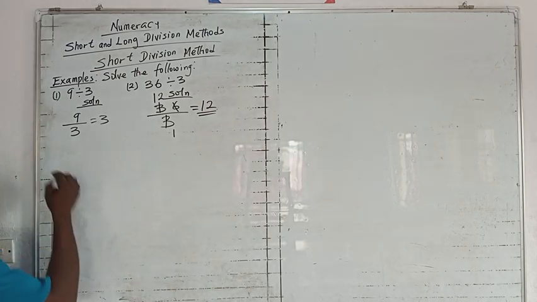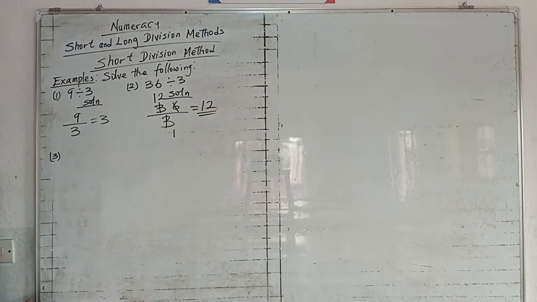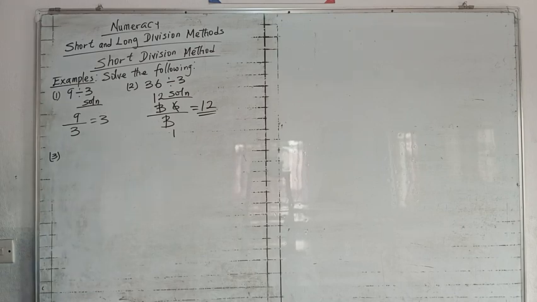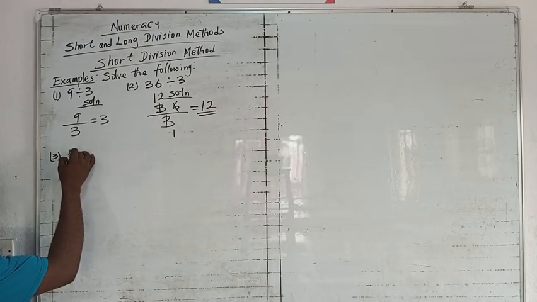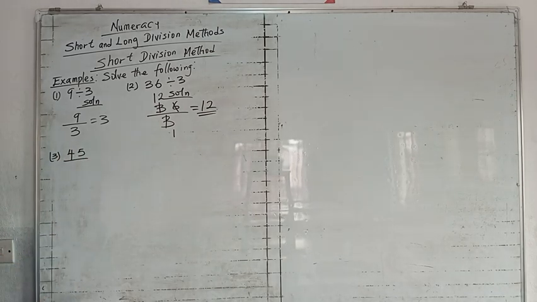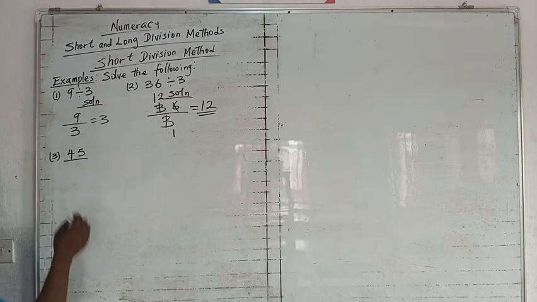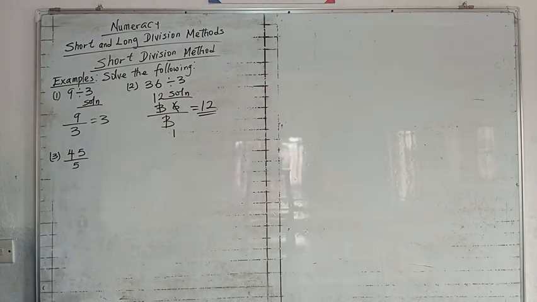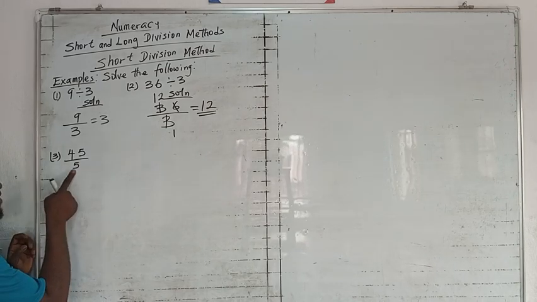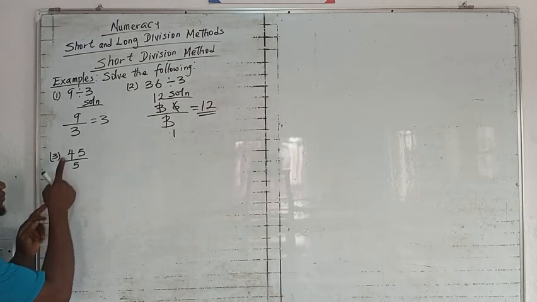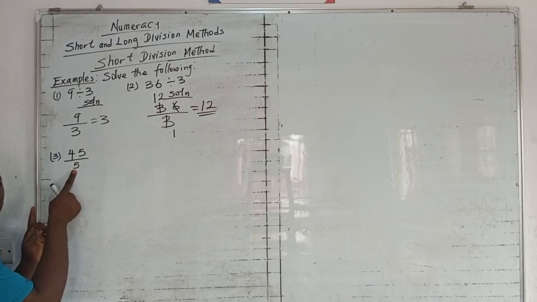Now, having said that, let's look at number 3. Let's say here I have 45 divided by 5. 45 divided by 5. Okay, now you see that in short division, 5 cannot just divide 4 because 4 is less than 5.